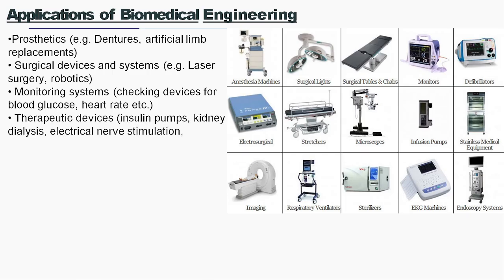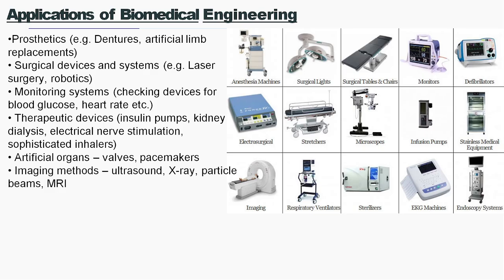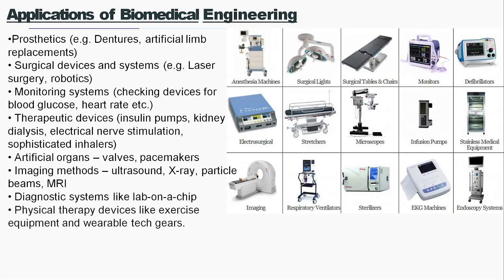We can have therapeutic devices. For example, we have the insulin pump, kidney dialysis, then electrical nerve stimulation, and some inhalers. These are examples of therapeutic devices. Another important one is development of artificial organs like valves and pacemakers. Then the most important and very useful application is imaging methods like ultrasound, X-ray, MRI. Diagnostic systems like lab on a chip are another application.